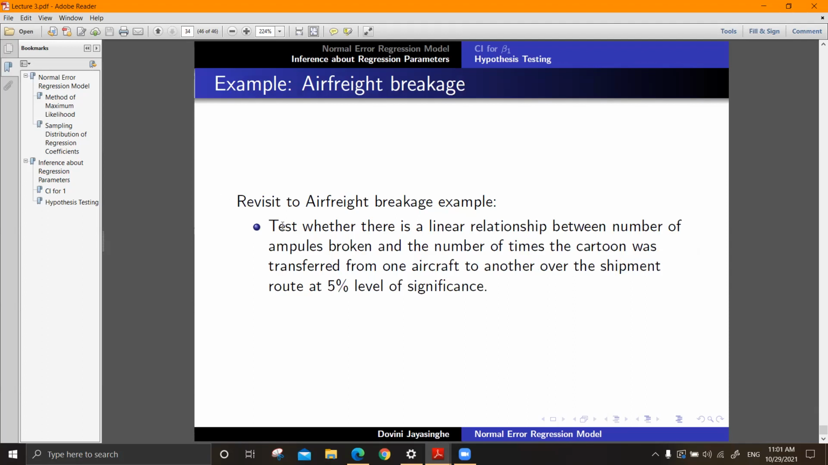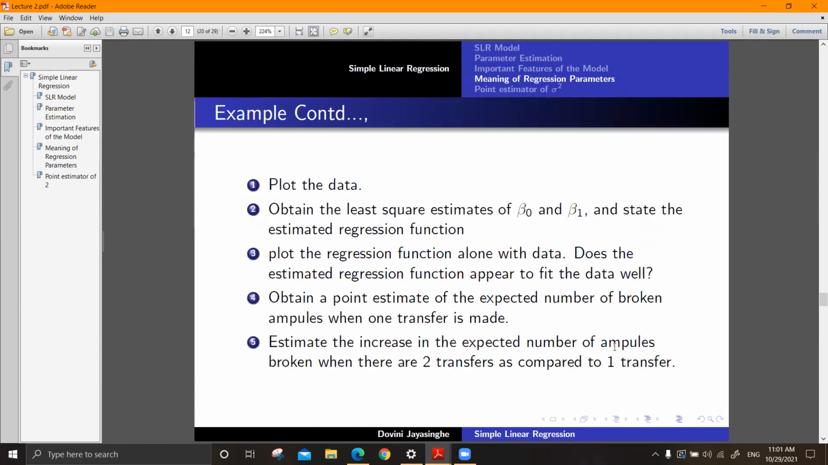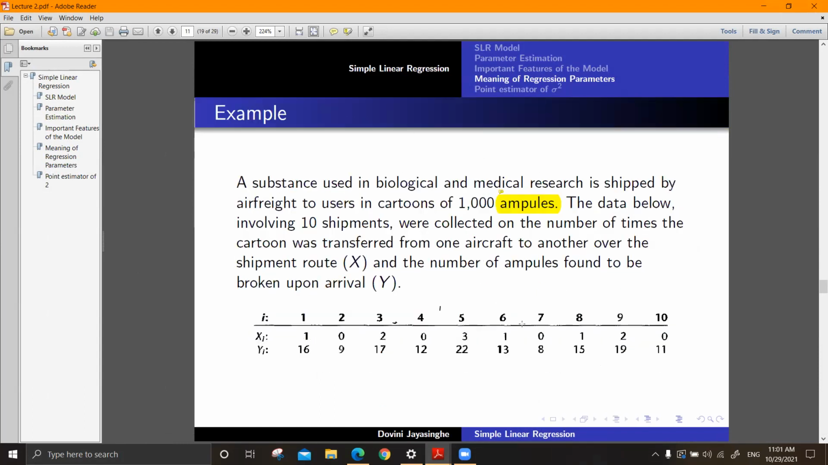Revisit air freight. Okay, so we have around 1 hour time. We can slowly go through this. So at the end, they're asking us to revisit the air freight breakage example and test whether there is a linear relationship between the number of ampoules broken and the number of times the cartons are transferred from one aircraft to another. Right? This is the one that we discussed last time.